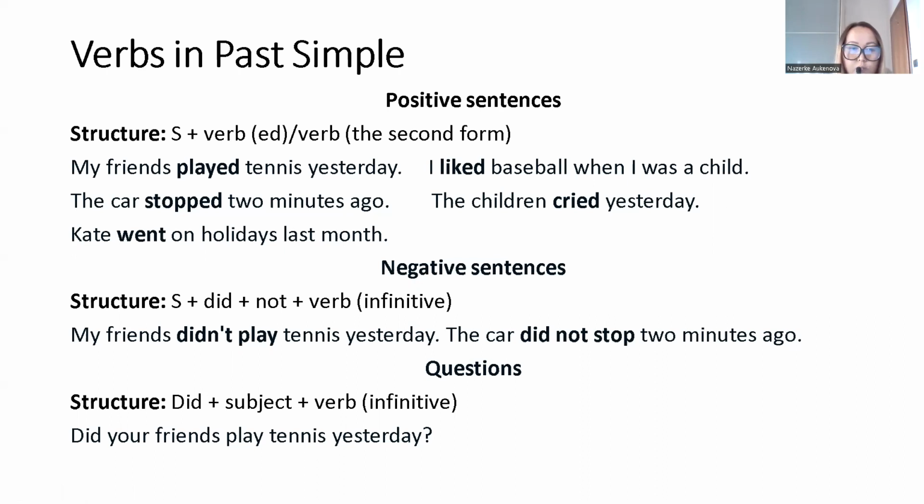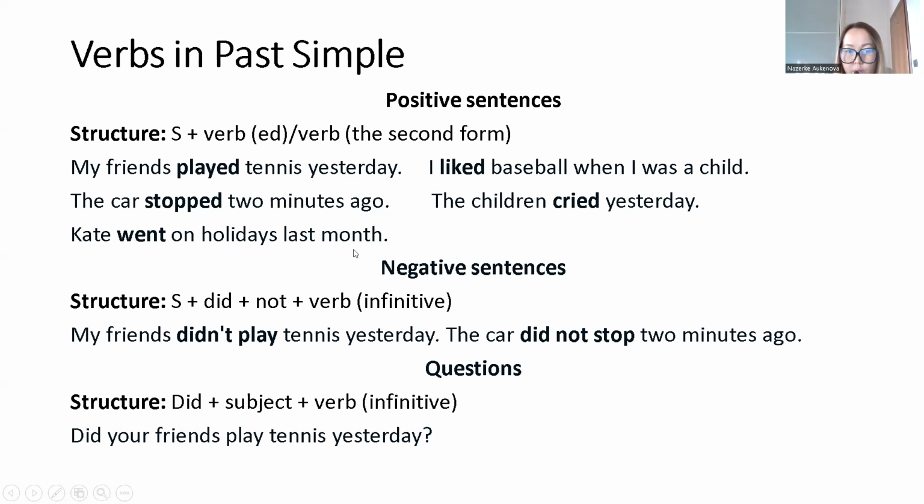So there are different types of examples here, using the different types of verbs. For example, my friends played tennis yesterday. Here we add just ed. I liked baseball when I was a child. So here we add only the d ending because like ends with the letter e. And here the car stopped 2 minutes ago. Stop ends with the consonant sound P, and we have to double it and then add ed. The children cried yesterday. So here you see that we changed the letter Y to I and then add ed.